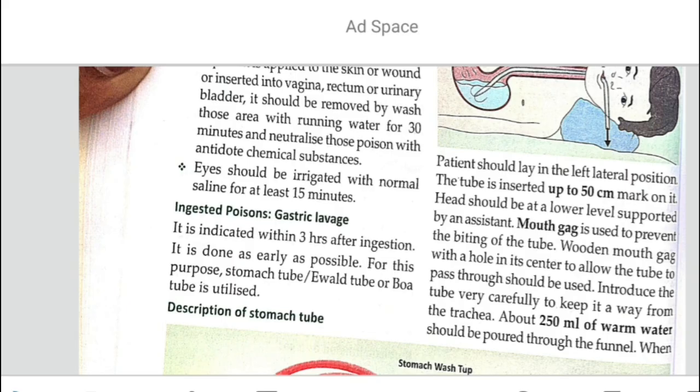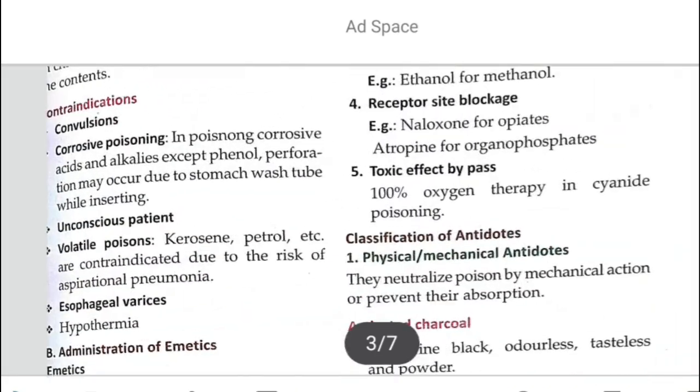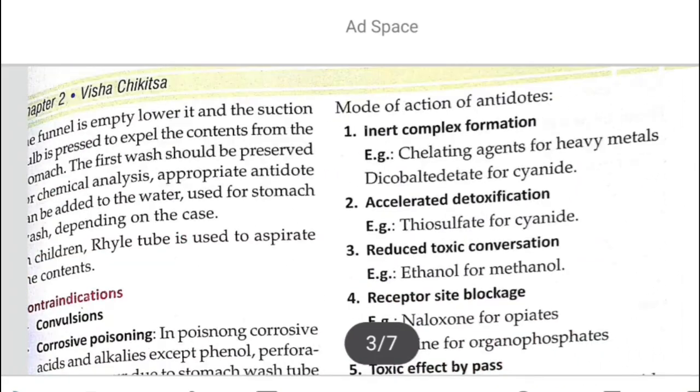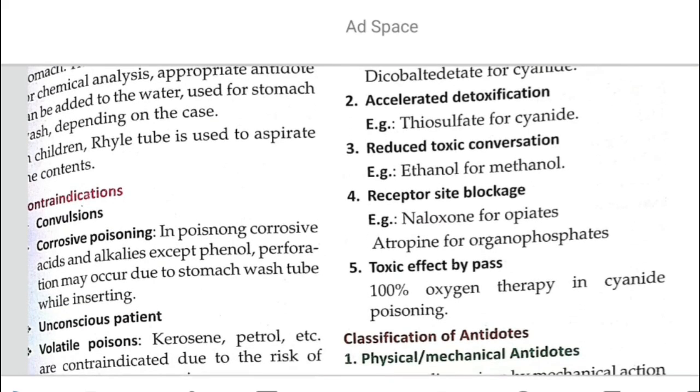About 250 ml of warm water should be poured through the funnel. When the funnel is empty, lower it and the suction bulb is pressed to expel the contents from the stomach. The first wash should be preserved for chemical analysis. Appropriate antidote can be added to the water used for stomach wash depending on the case. In children, a trial tube is used to aspirate the contents.